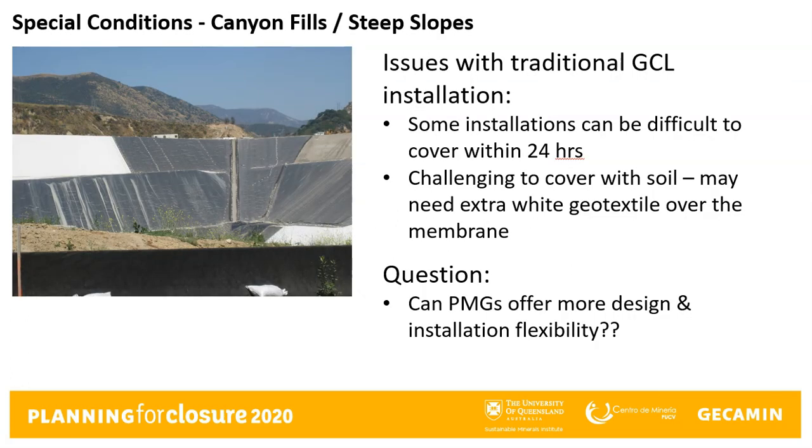There are some situations where it is difficult to install a daily cover, and these situations are generally designs with very steep slopes. In order to help minimize desiccation, some engineering firms will use a light-colored textile to reflect the sunlight and reduce the temperatures of the lining system. However, sometimes this adds cost and can be challenging to install as well.